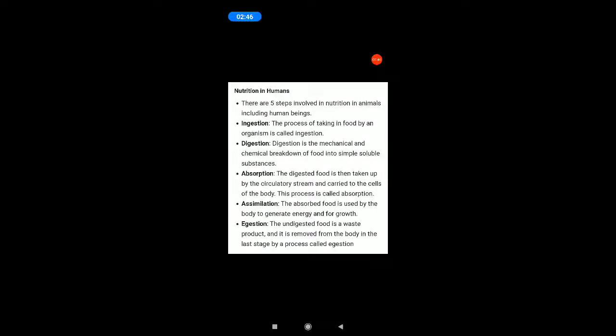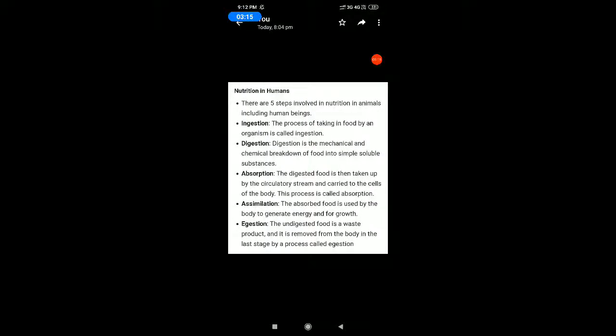First one, ingestion. The process of taking in food by an organism is called ingestion. Ingestion means intake of food. Next one, digestion. Digestion is the mechanical and chemical breakdown of food into simple soluble substances. Complex substances convert into simple substances. That is digestion. Next one, absorption.